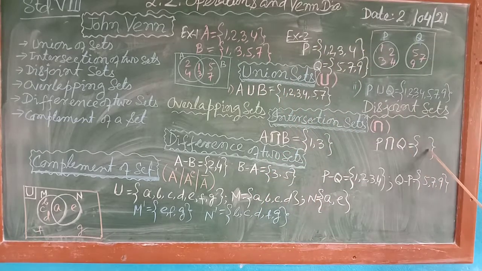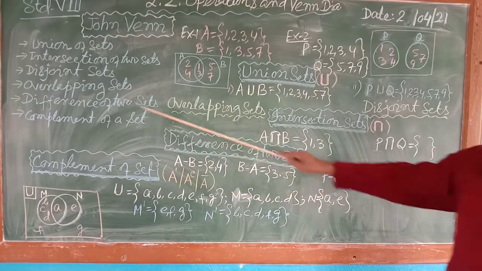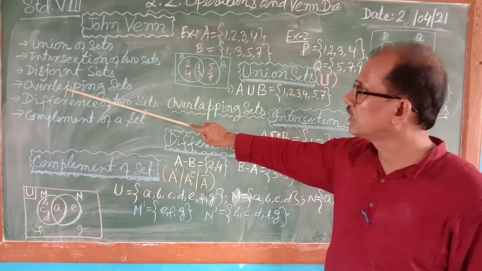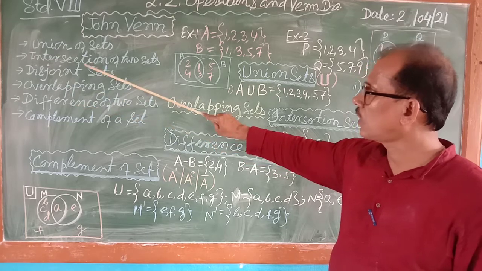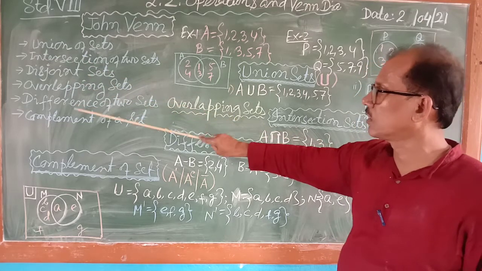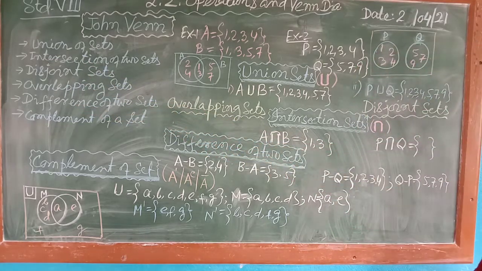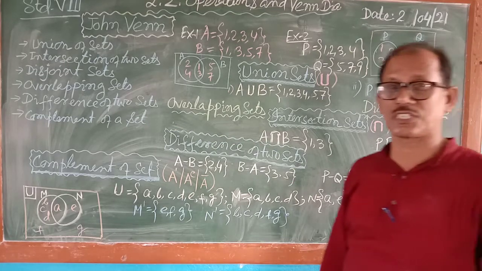Okay, that is what has come. Now we will go for the difference of sets. I have covered disjoint set, overlapping set and all this. The difference of 2 sets. How will you find out the difference? How will you do the subtraction?